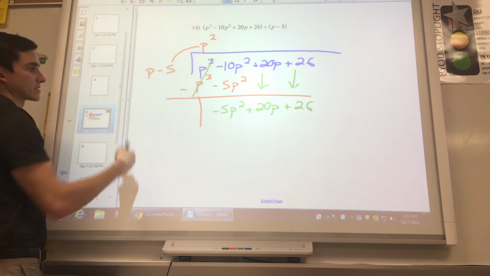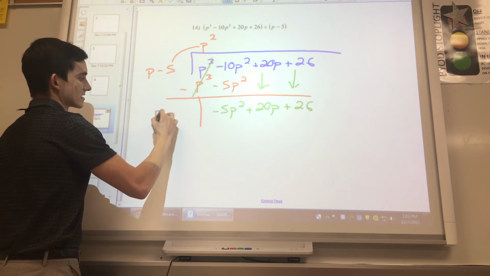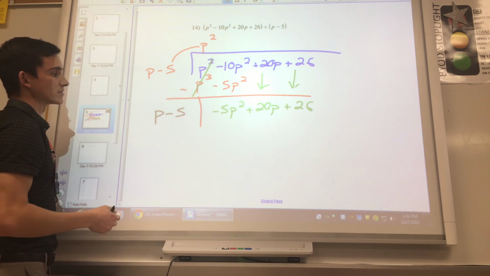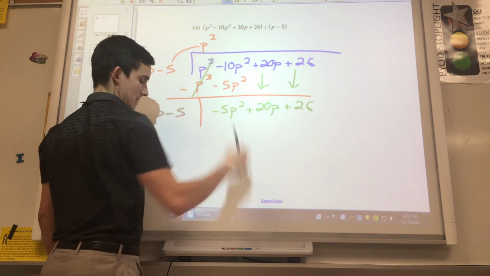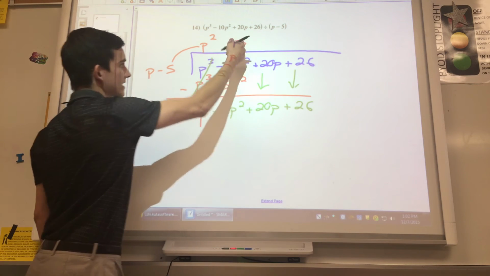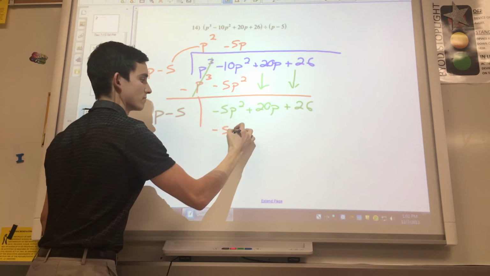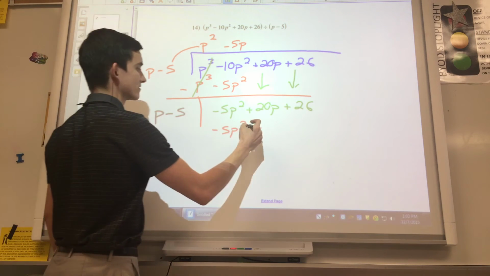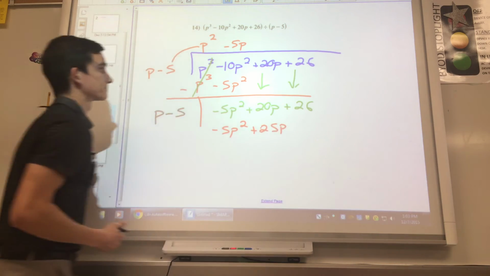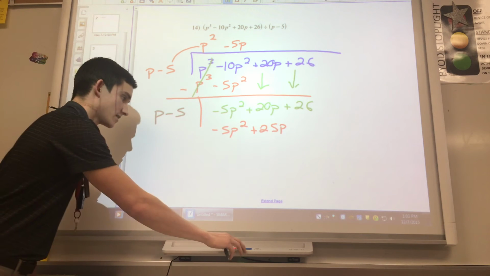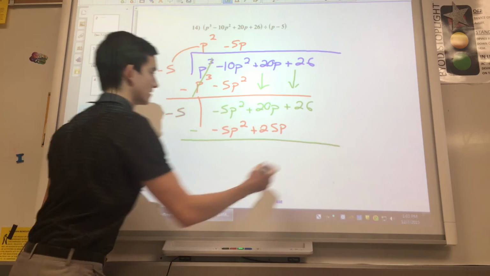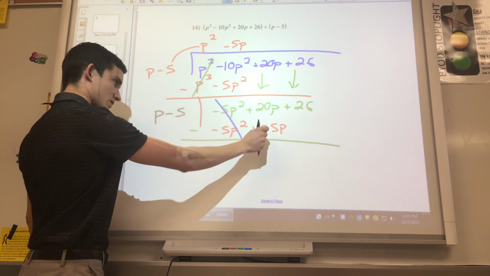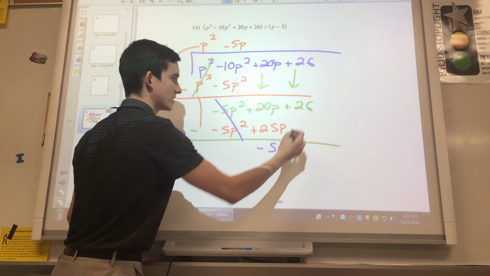Do it again. We're dividing by p minus 5. So I'll go ahead and rewrite that out here, but it's not essential to rewrite this every single time. What does p need to be multiplied by to get negative 5p squared? That's going to be negative 5p. Negative 5p times p is negative 5p squared, which is exactly what we wanted. We want that to be the same. Negative 5p times negative 5 is positive 25p. Make sure I did all that right. Looks good to me. So we are going to be subtracting them now so that these will cancel. 20p minus 25p is negative 5p. Bring that down.